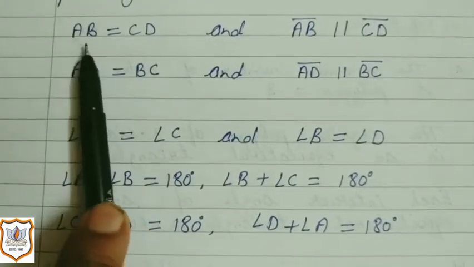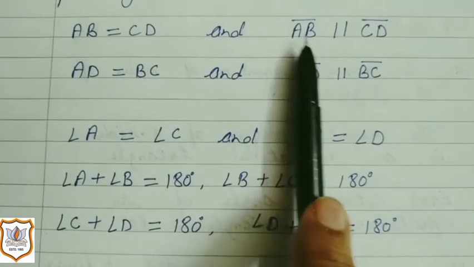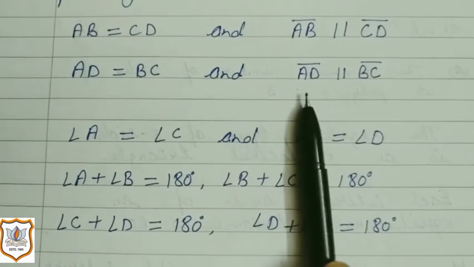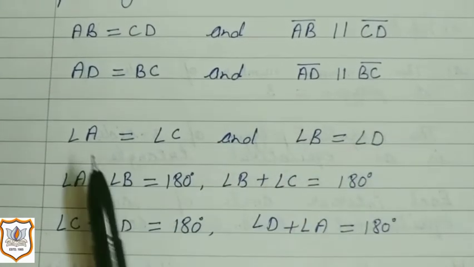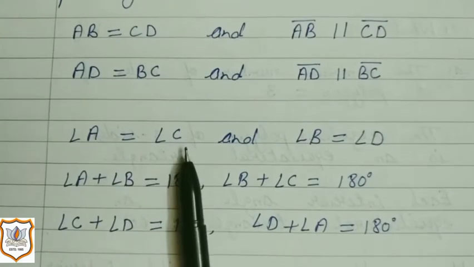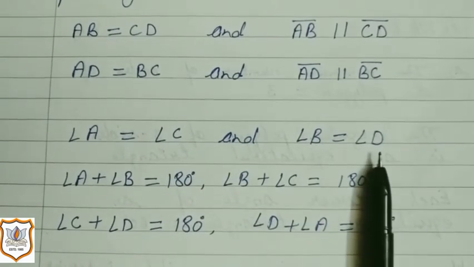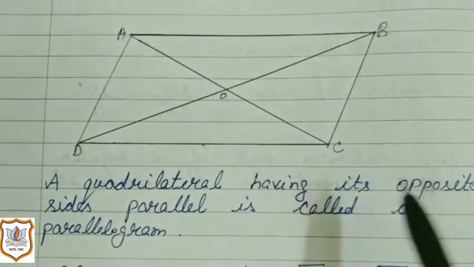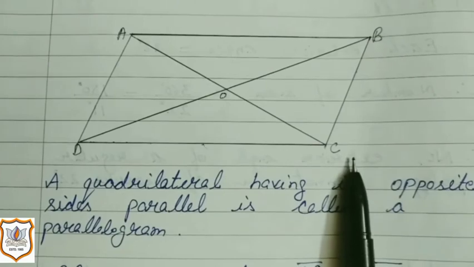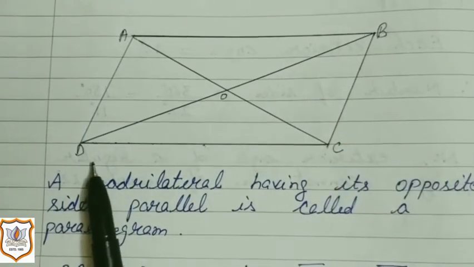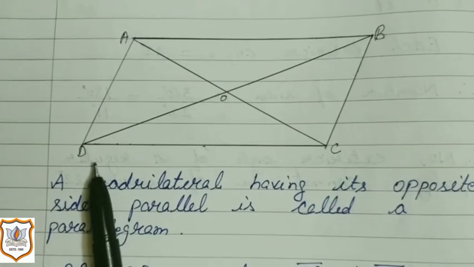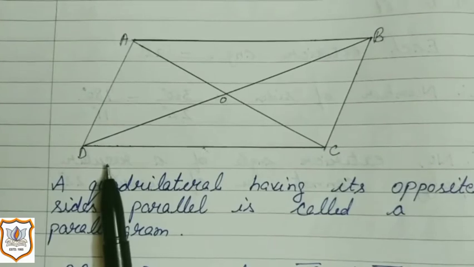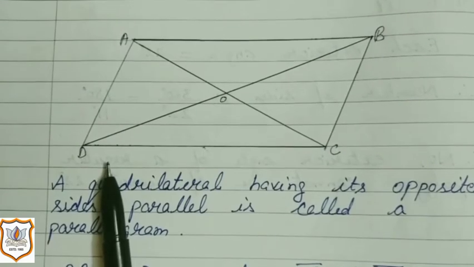So in this figure, AB is equal to CD and AB is parallel to CD. AD is equal to BC and AD is parallel to BC. Angle A is equal to angle C and angle B is equal to angle D. Angle A and angle C are opposite angles and angle B and angle D are opposite angles. So students, the opposite angles of a parallelogram are of equal measure.